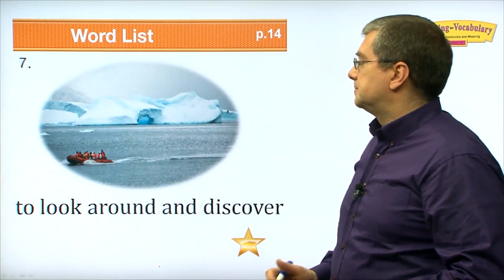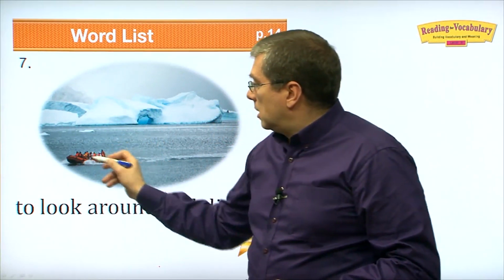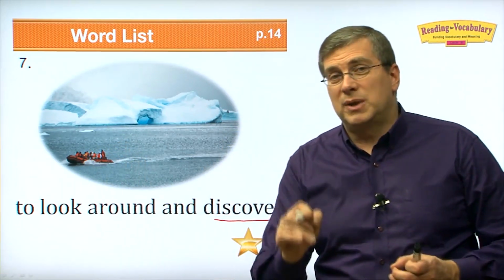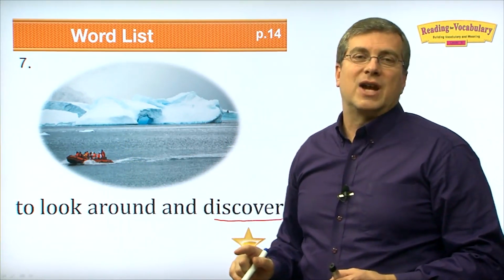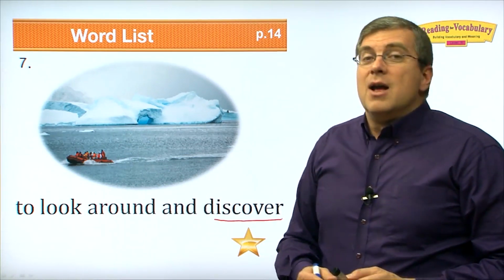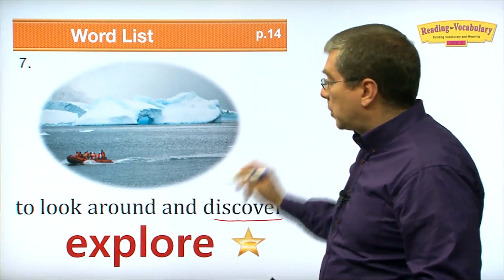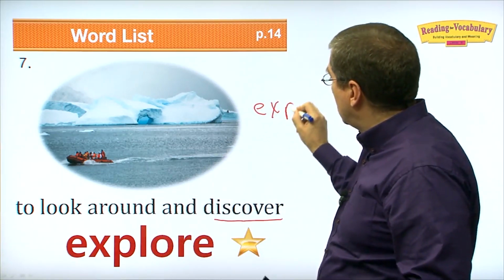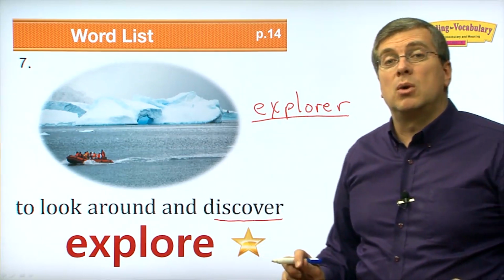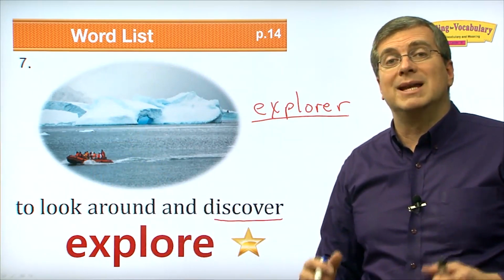Okay. Number 7. This is an interesting picture. It looks like they're at the North Pole or maybe the South Pole. They're in a boat and they're looking around. To look around and discover, especially people who go someplace for the first time, right? It's hard to discover new places in the world these days because most places have already been discovered. What do we call that? If you're going to explore something, you're discovering something. Explore. And then, of course, the person who does this is an explorer. An explorer. 100, 150 years ago, there were many explorers who explored different parts of the world and discovered many new things.